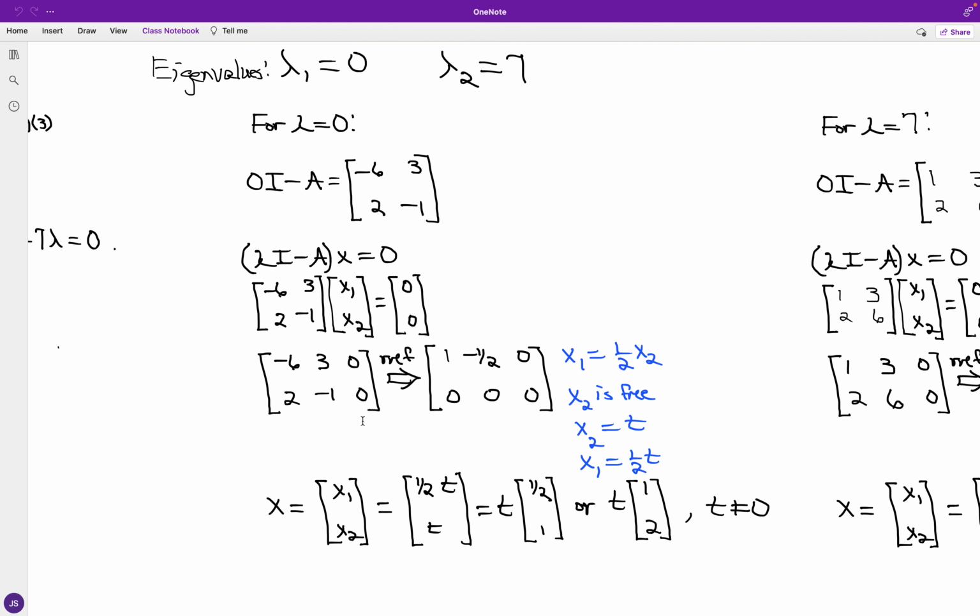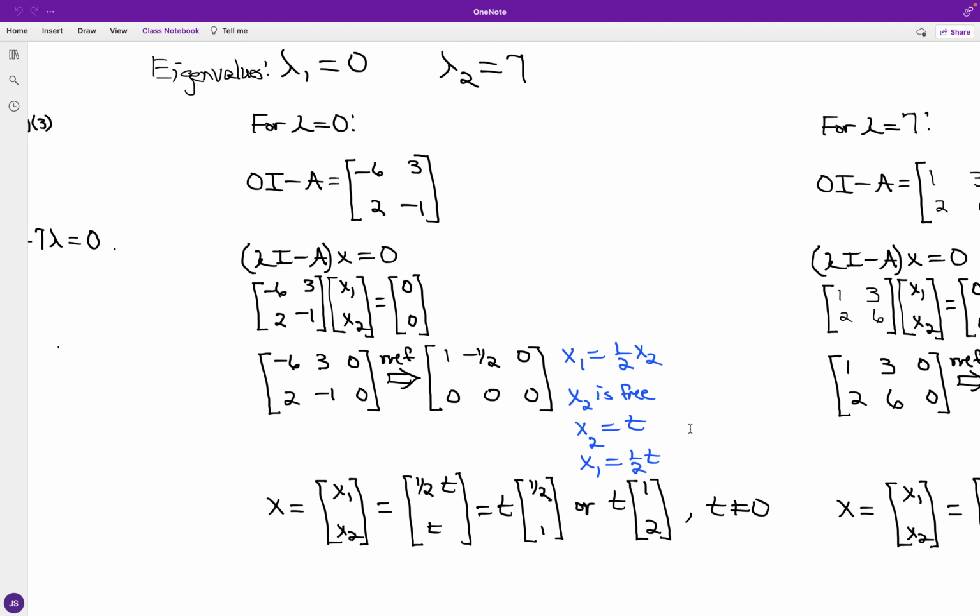And just putting in terms of reduced row echelon form, we're going to have 1, negative 1 half, 0. And at the bottom, we have zeros. Looking at the result, we have that x1 is equal to 1 half of x2. And x2 is a free variable, and we can set that equal to t. And so we can say that x1 is equal to 1 half of t.